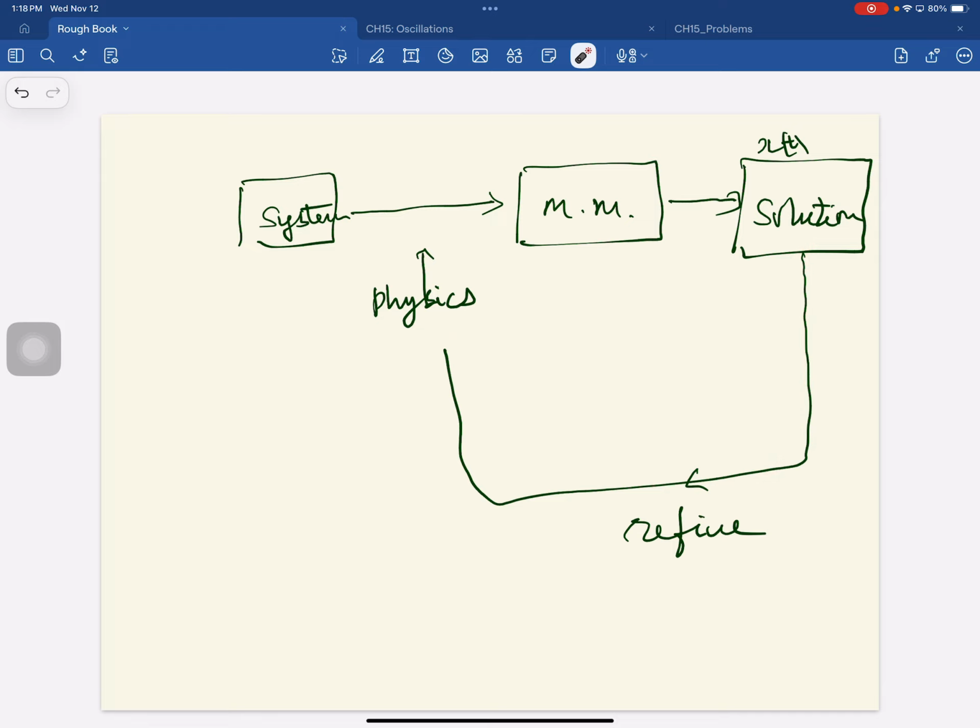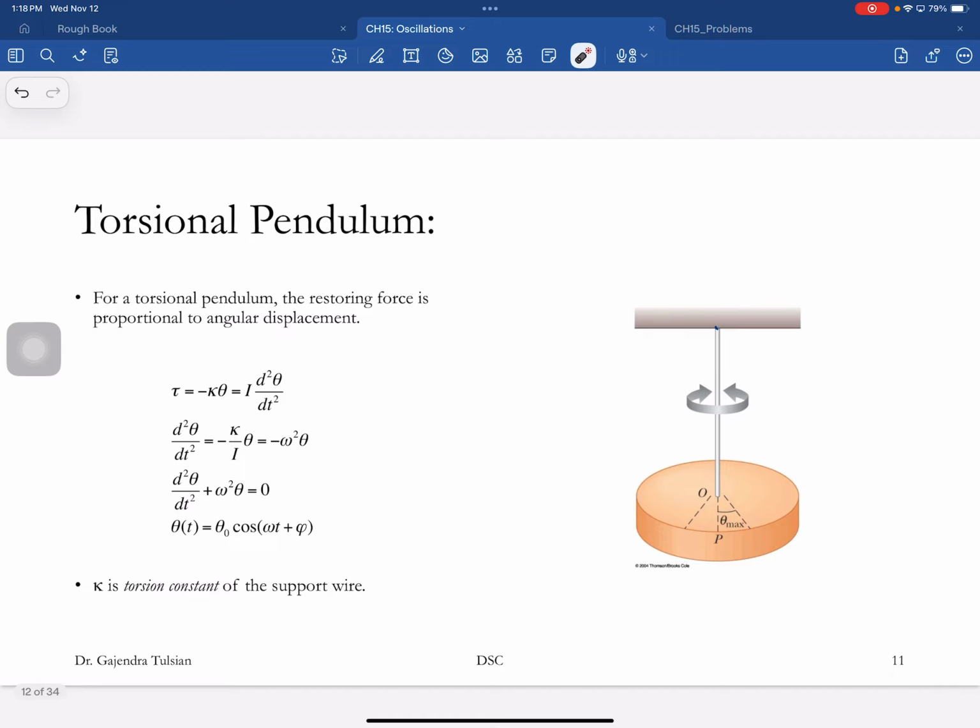But that'll come in about 10 slides. So what I'm going to do is fly through the 10 slides and then give you a little break, and then we'll come back to that. Okay? All right. So now we'll study torsional pendulum.